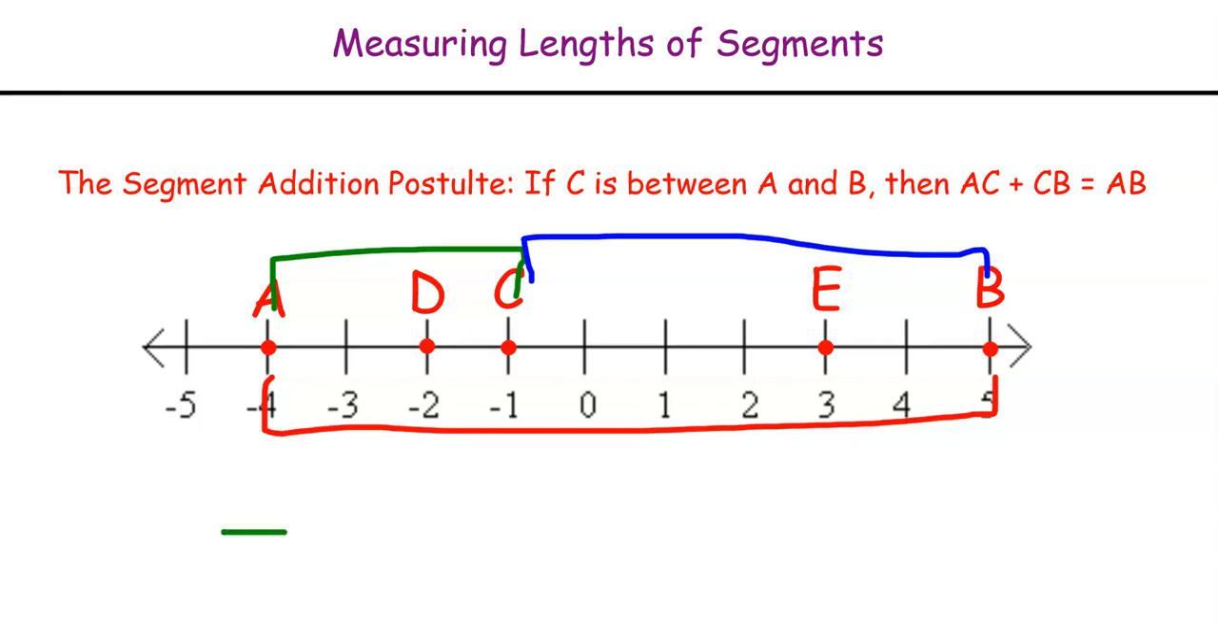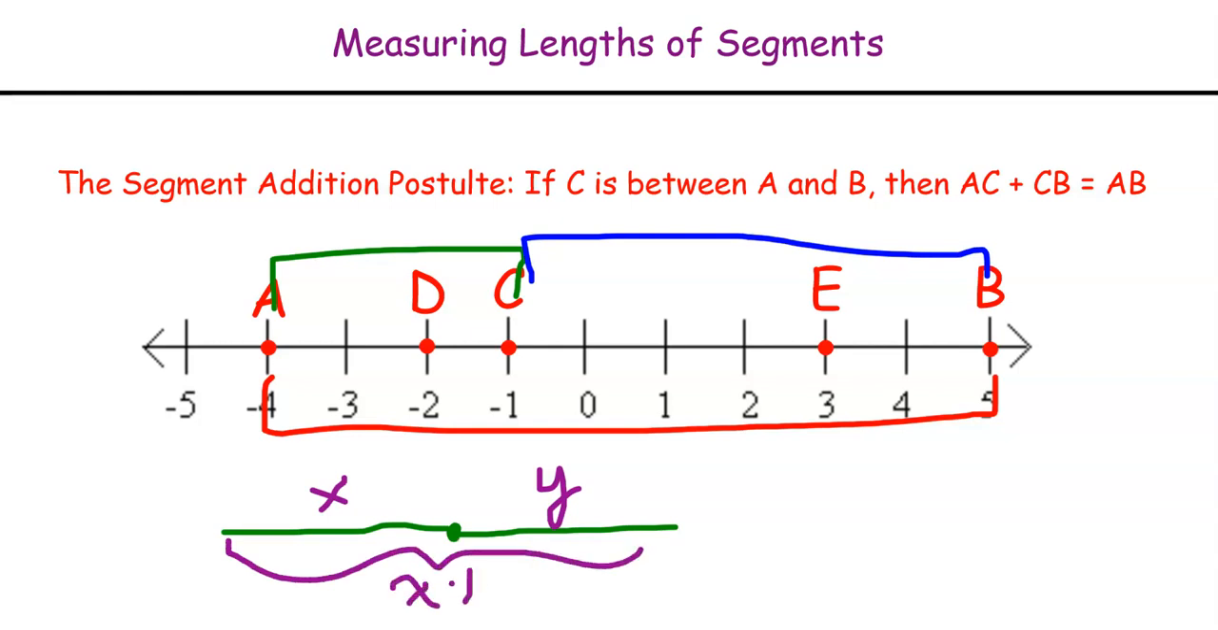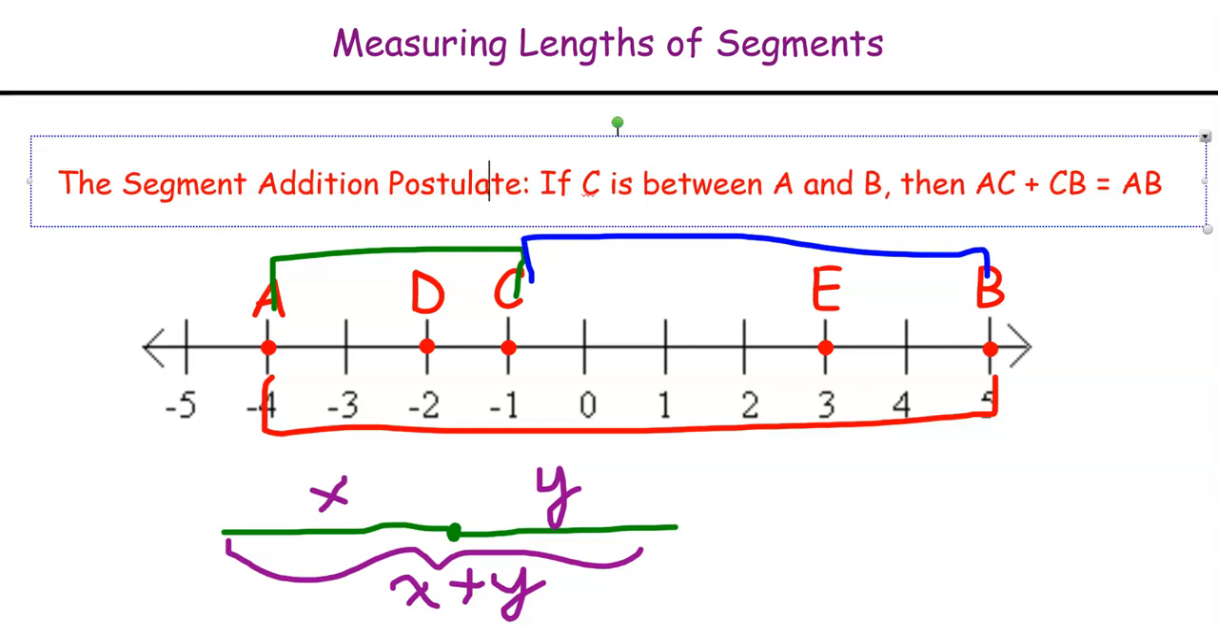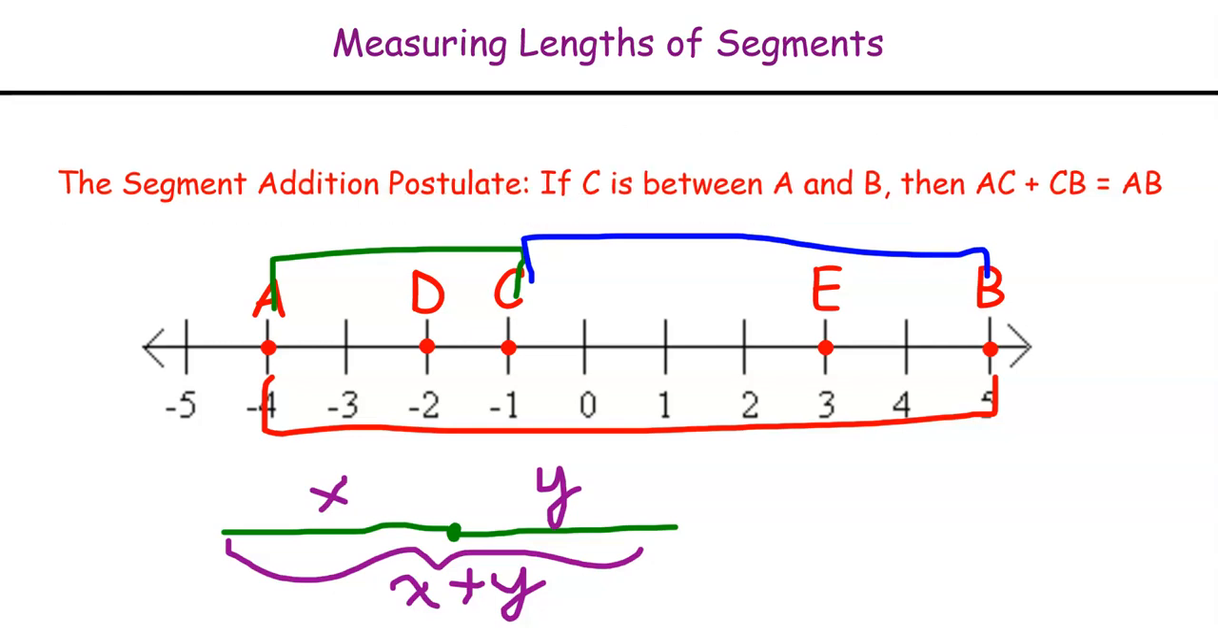We have one line segment added to another line segment, and if one line segment has length x and one line segment has length y, then the entire line segment has length x plus y. Incredibly intuitive. Go ahead, pause the video, copy the segment addition postulate down. Let me correct that spelling there, I'm noticing. There's an A there. And come back when you're ready to move on.